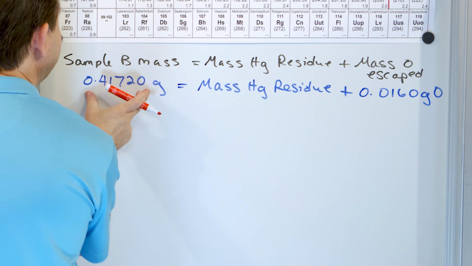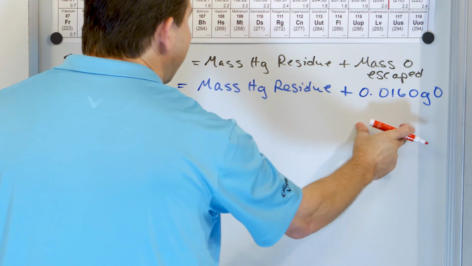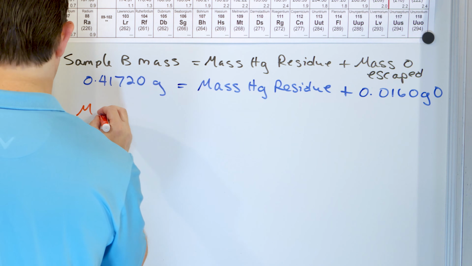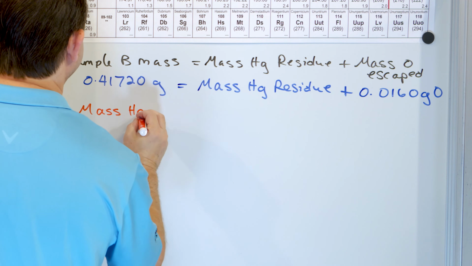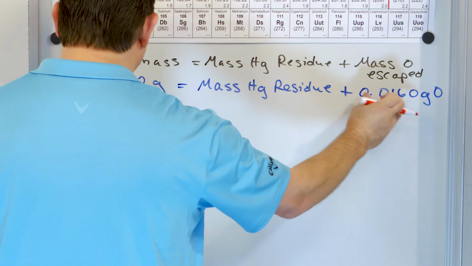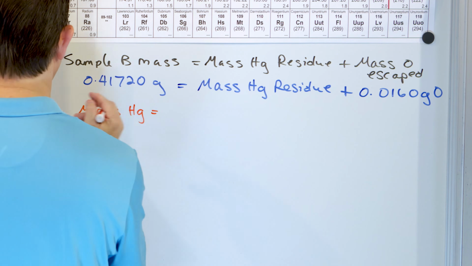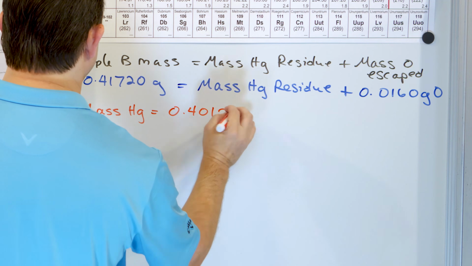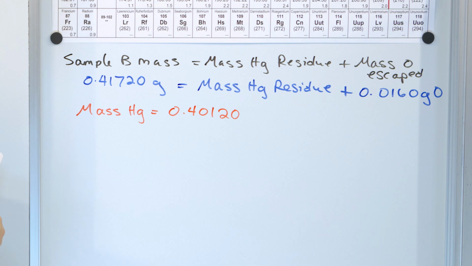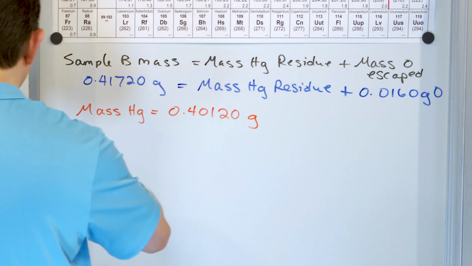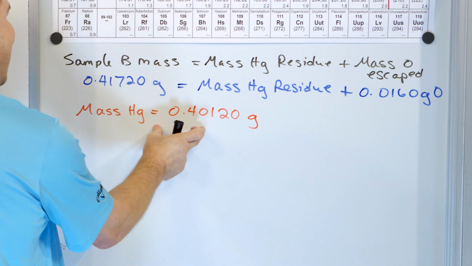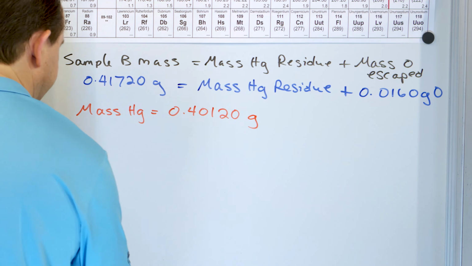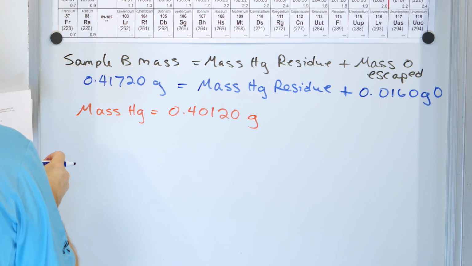All we do is subtract. We take the original sample mass, we subtract the amount of oxygen that escapes, and so what we get is the mass of the mercury that's left behind in that vessel. Take this number, subtract this one from law of conservation of mass, and what you get is 0.40120 grams. All right, so now we have everything we need. We have the mass of the mercury, and we also have the mass of the oxygen. So we just have to crank through the whole thing again. So let's do the mercury first.